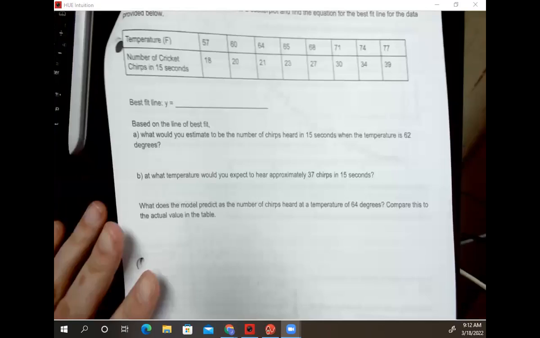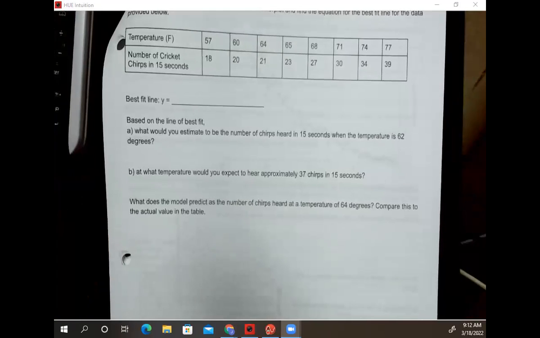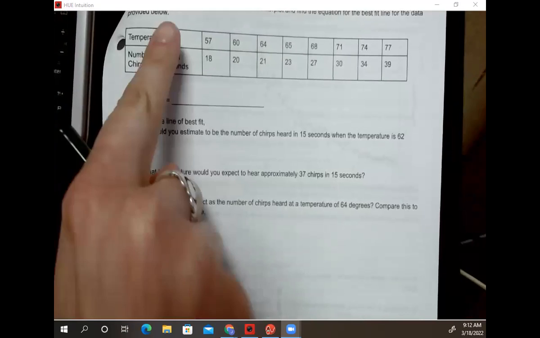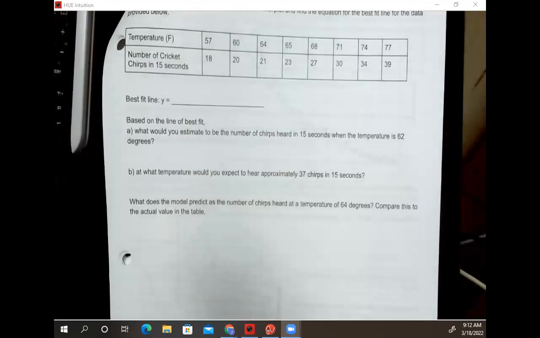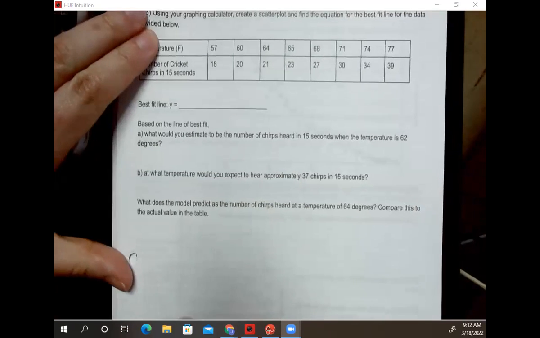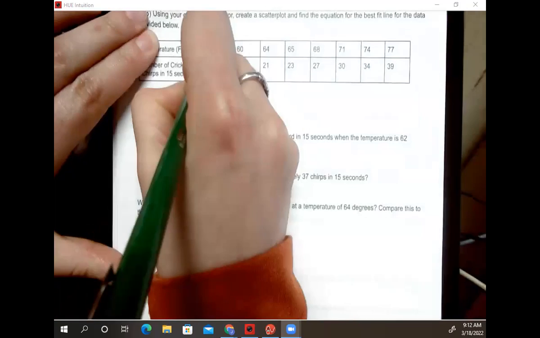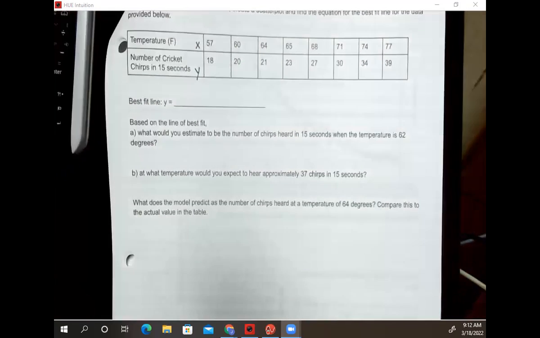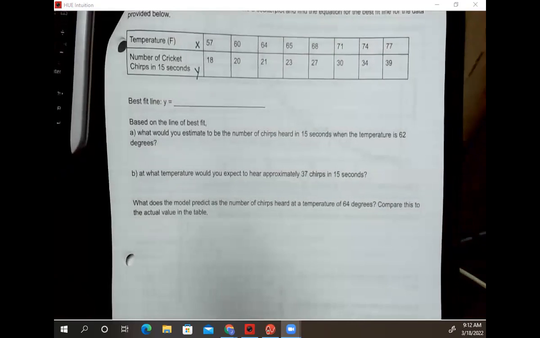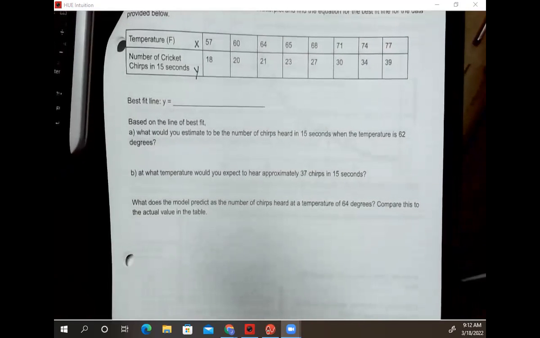On the next page, we've got information that we are going to put into a model, that we are going to create a model based on. Okay, so we're going to use our calculators for this next part. I'm going to pull up my graphing calculator and recreate this table in my calculator. When I do this, I'm going to use X and Y. So I'm going to let temperature be my X and the cricket chirps be my Y.